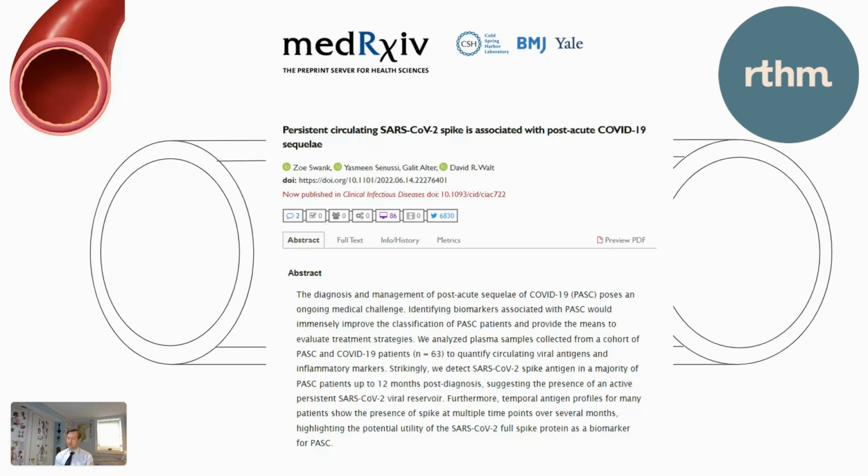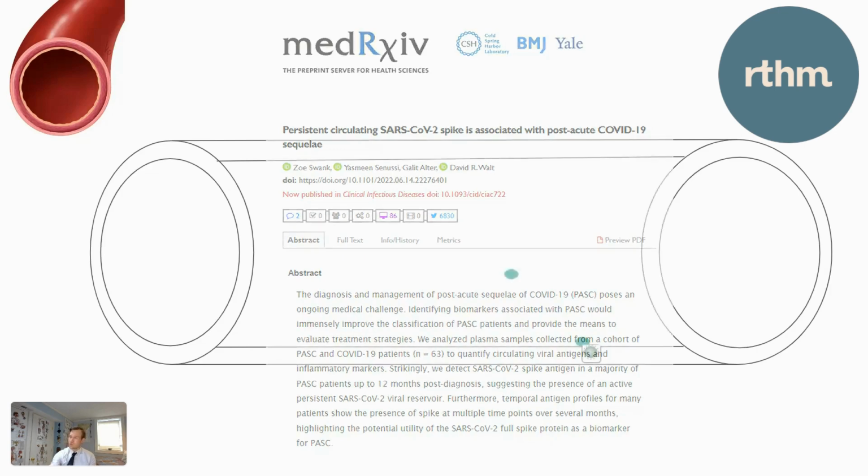So they were able to detect it in 60% of patients. It did go up and down. Looking at the time course, there was spike and then it went away and it came back. That could be for many reasons. Maybe we're getting reinfected, or maybe the virus is there and it's just creating spike protein willy-nilly. But it was important to know because we know that there's spike there.